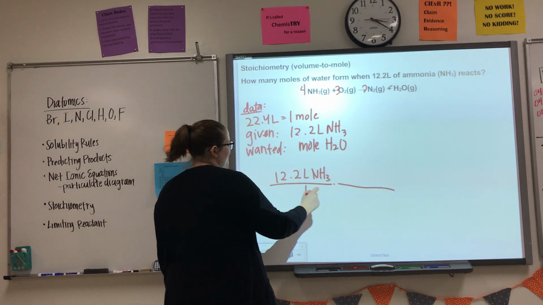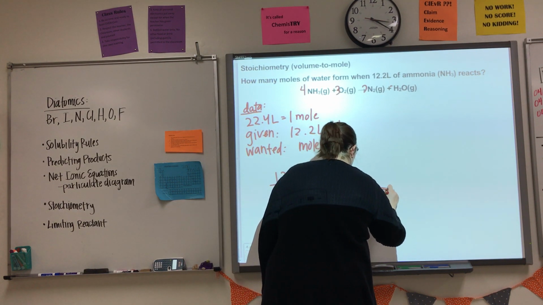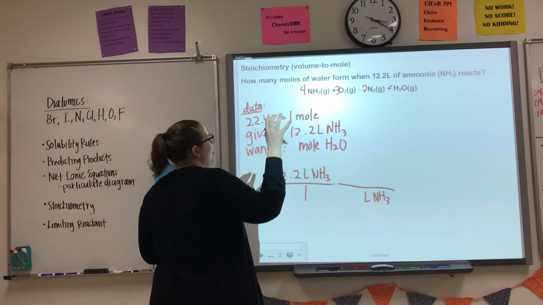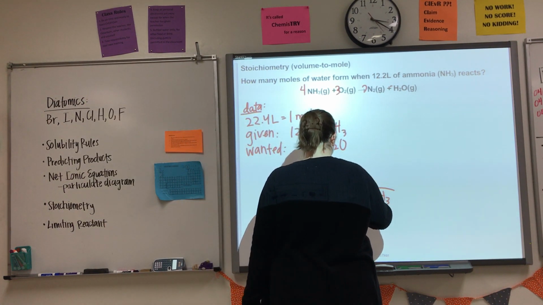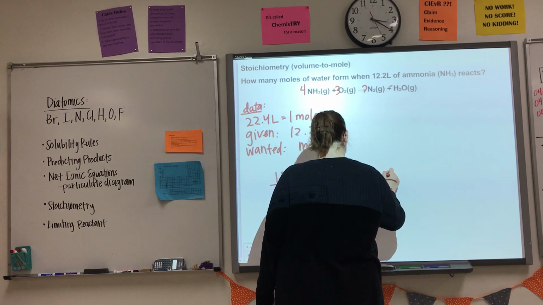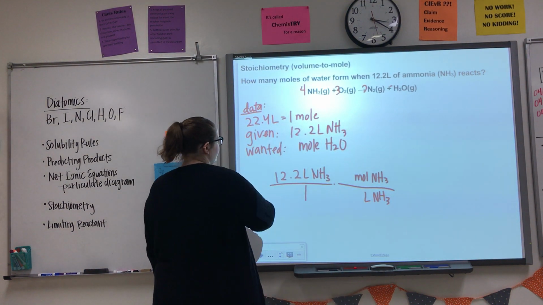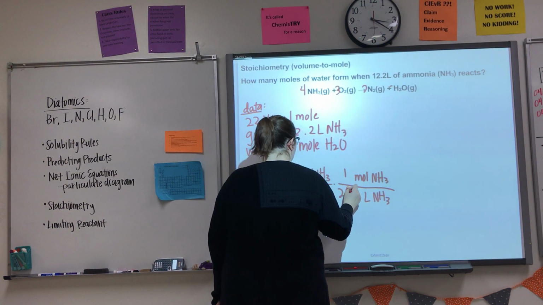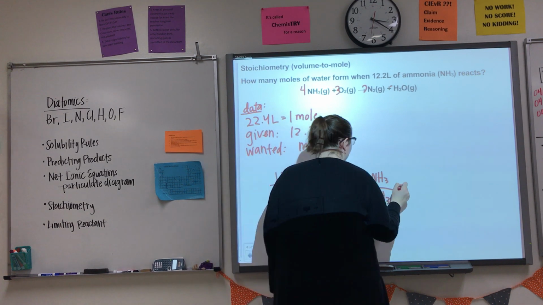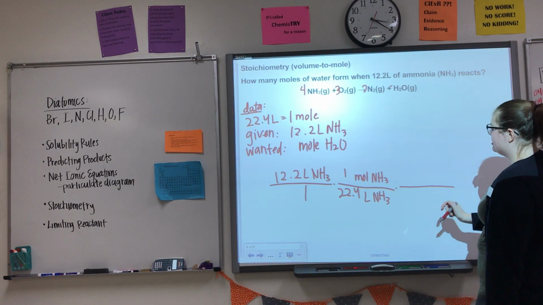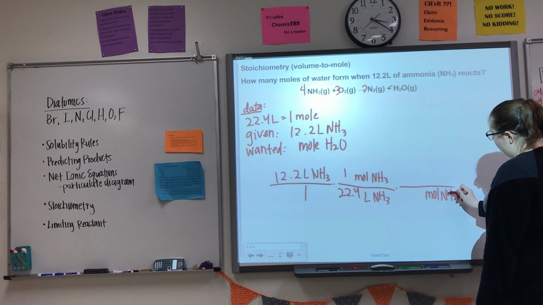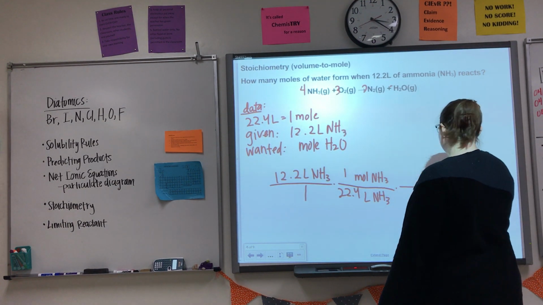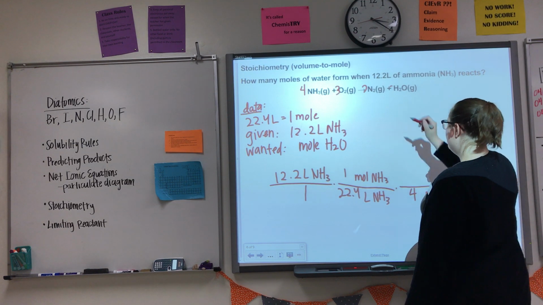Okay, liters of NH3 is going to go on bottom. If I have liters of one thing and I want moles of something else, I have to go through my mole. So I'm going to put moles of NH3 on top. And guess what? I have this special conversion piece of data right here. All right, I have moles of NH3 on top here, so it's going to come down here. It's going to slide on down. And then for every 4 moles of NH3, and I want moles of water.